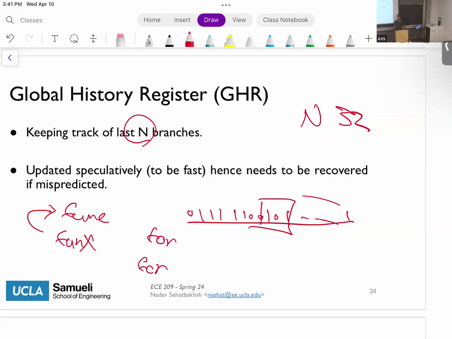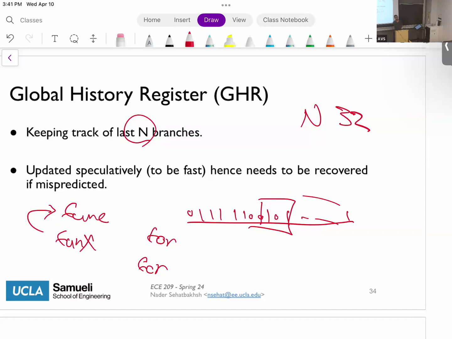Is it similar to what we saw with the hysteresis one? In what sense? I mean, here also we are having some kind of states, based on the state that it was taken, then like 2 times it was taken, then only we'll consider it taken. Yeah, I'm going to show you how we're going to use this GHR to do the prediction.